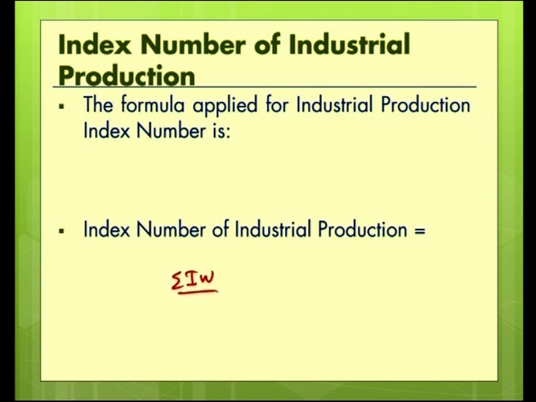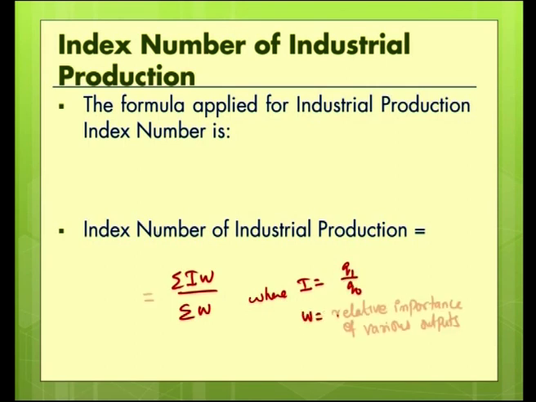The formula applied for industrial production index number is equal to summation IW by summation W, where I is equal to Q1 by Q0 and W is relative importance of various outputs. So, index number for industrial production is summation IW by summation W, where I is equal to Q1 by Q0 and W is equal to relative importance of various outputs.